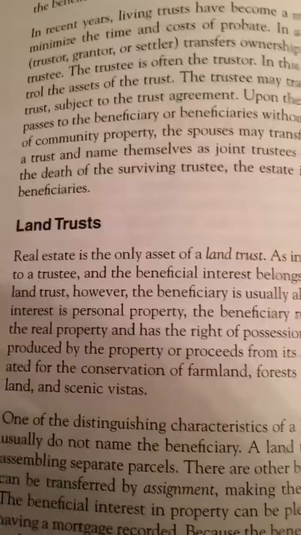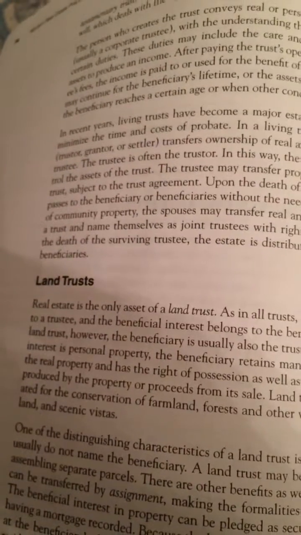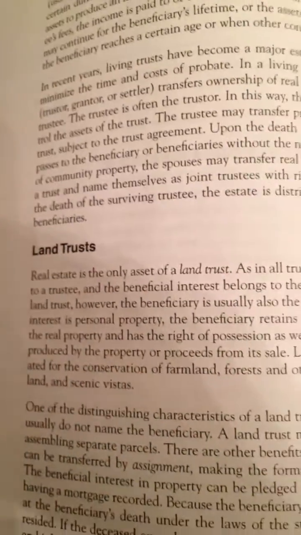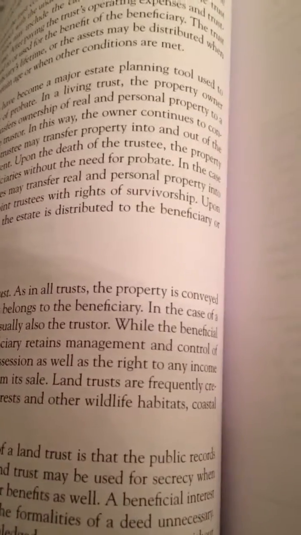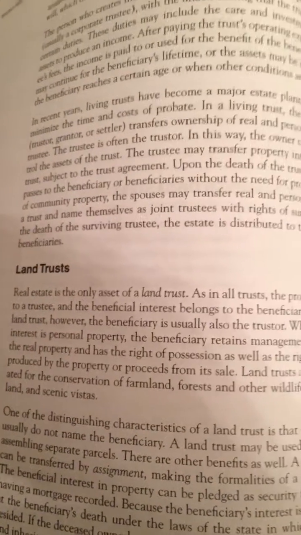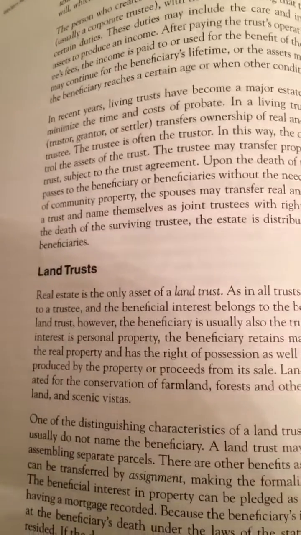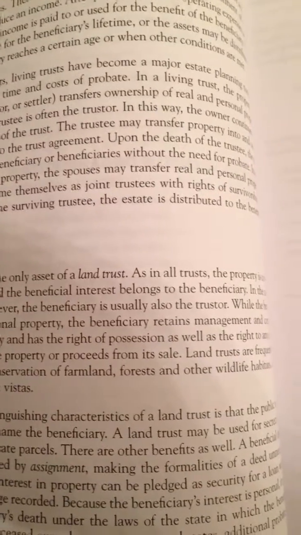Land trusts. Real estate is the only asset of a land trust. In all trusts, the property is conveyed to a trustee, and the beneficial interest belongs to the beneficiary. In the case of a land trust, however, the beneficiary is usually also the trustor. While the beneficial interest is personal property, the beneficiary retains management and control of the real property and has the right of possession, as well as the right to any income produced by the property or proceeds from its sale.